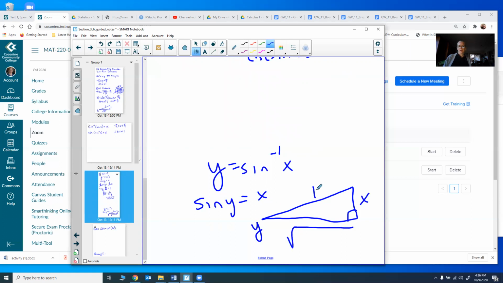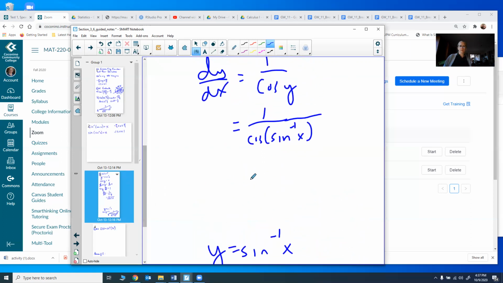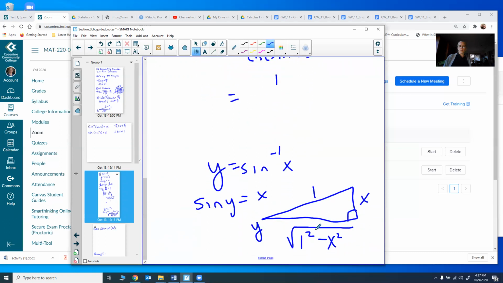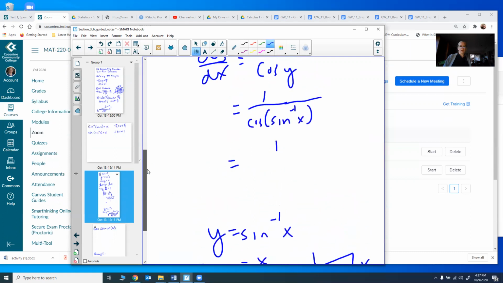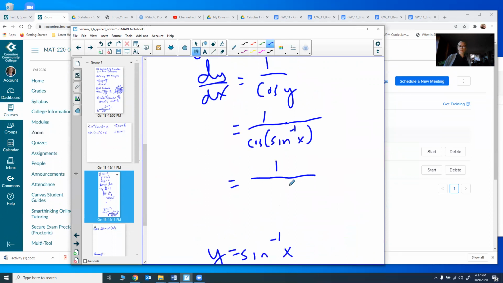Using the Pythagorean theorem, 1 squared minus x squared will give you the other side squared. So I took the square root of it. And then I see, oh, well, I want the cosine of y. The cosine of y is the square root of 1 minus x squared over 1. Remember, it's adjacent over hypotenuse. But the cosine was in the bottom.